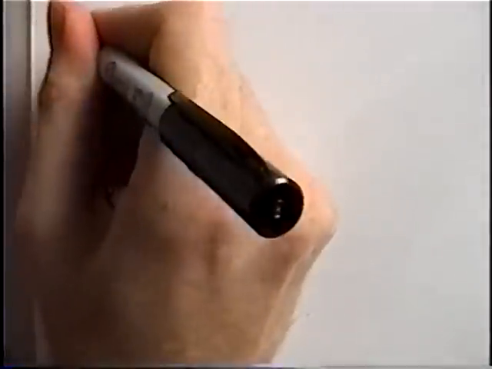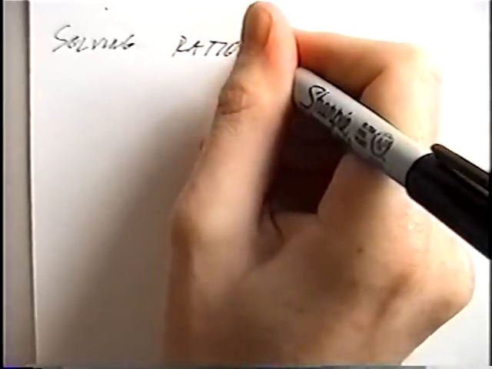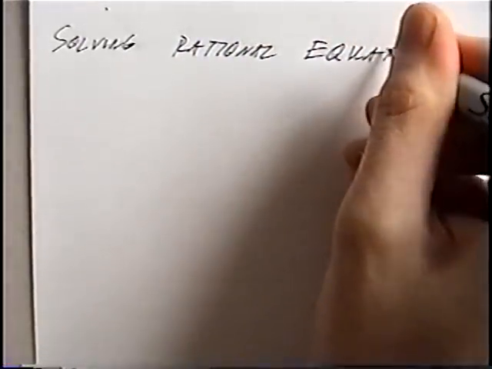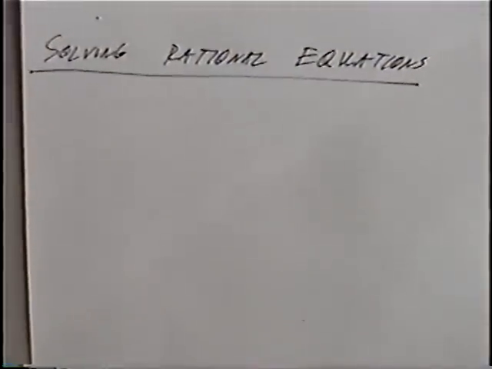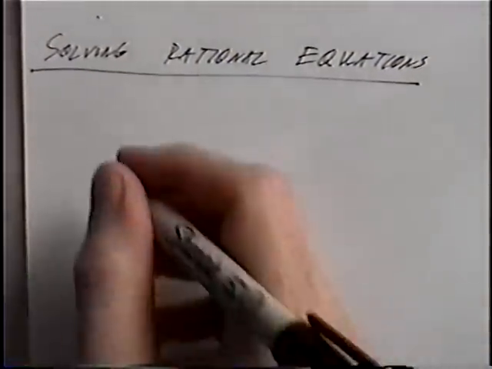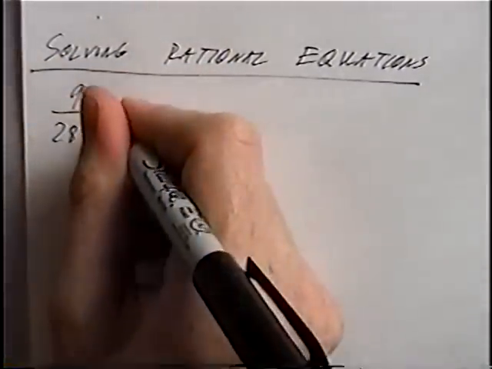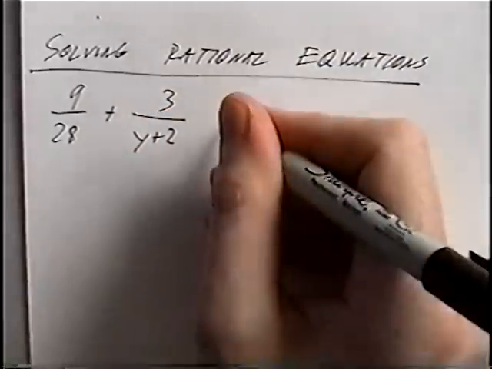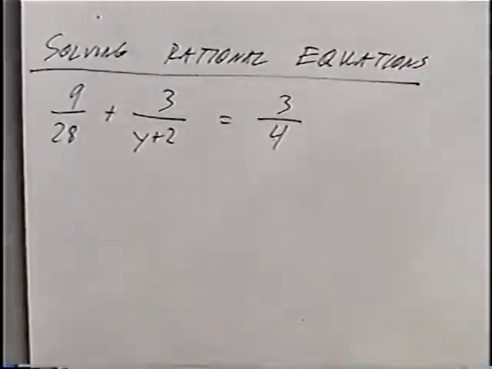First section of notes today is titled Solving Rational Equations. Question for this section is 9 over 28 plus 3 over y plus 2 equals 3 over 4.